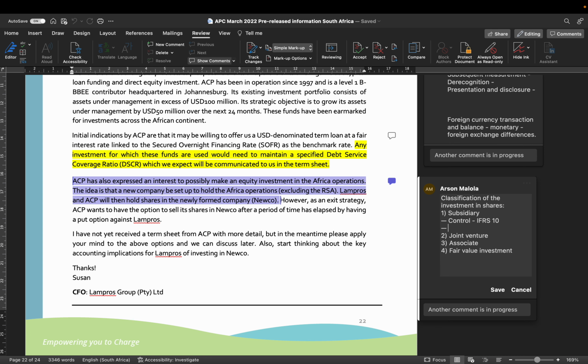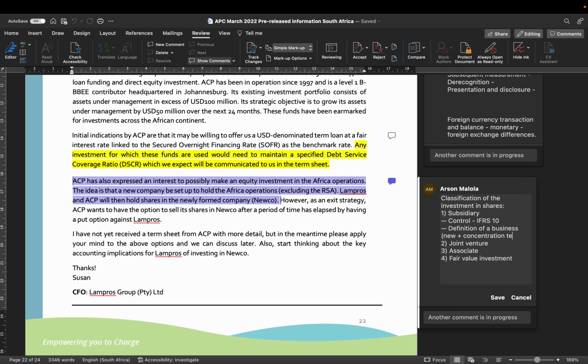However, that is not the only piece that is required, okay? If we're going to consolidate a subsidiary, not only do we need to control the investee, but the investee also needs to meet the definition of a business, right? And there's a new definition of a business, plus there's a concentration test that we also need to make sure that we're comfortable with.